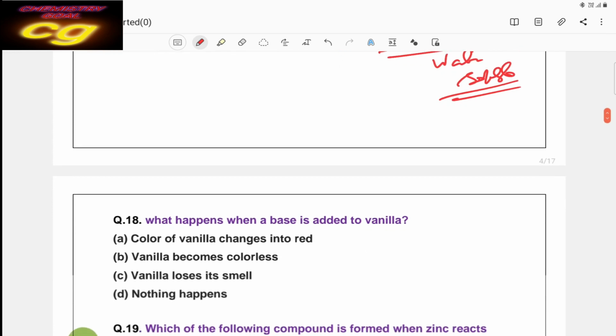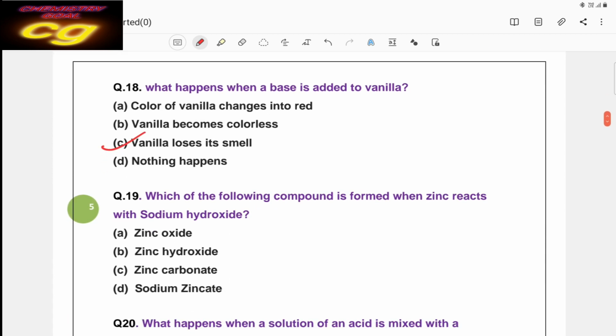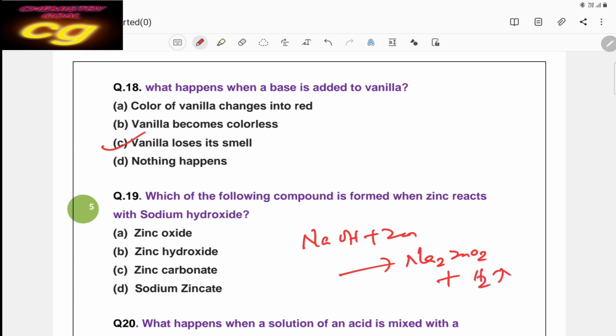What happens when a base is added to vanilla? If you add base to vanilla, then vanilla loses its smell, because it does not show the smell due to action with base. Which of the following compounds is formed when zinc reacts with sodium hydroxide? Already you have read, zinc reacts with sodium hydroxide to produce sodium zincate plus hydrogen gas. So your product is sodium zincate. This is the answer D.